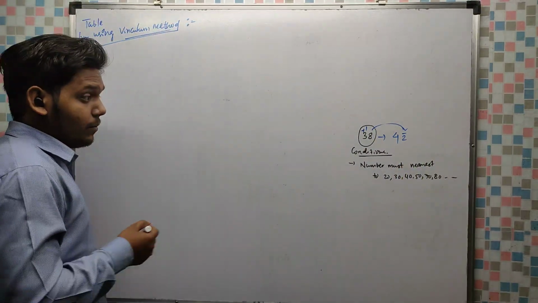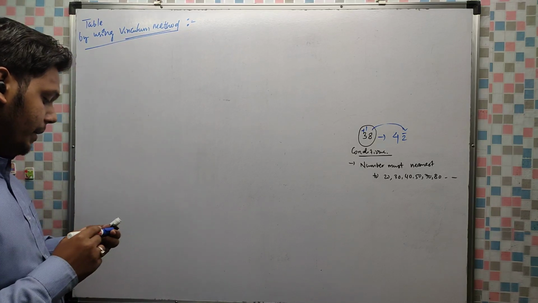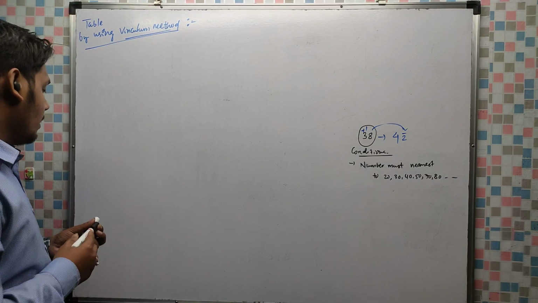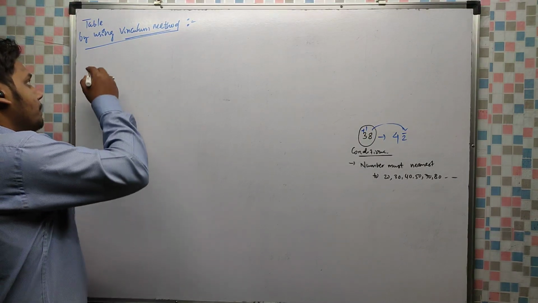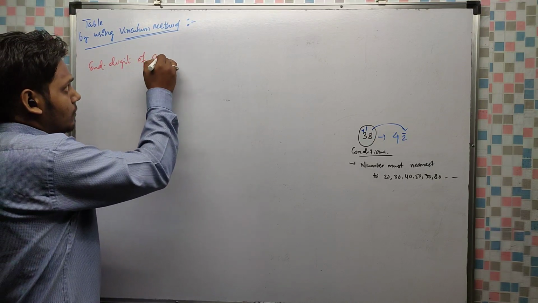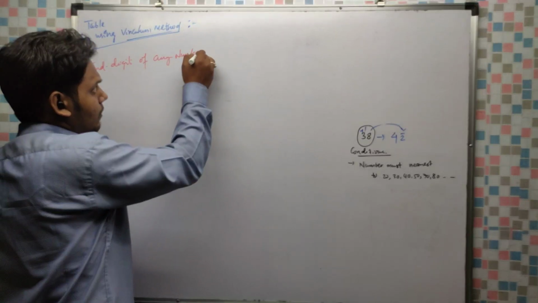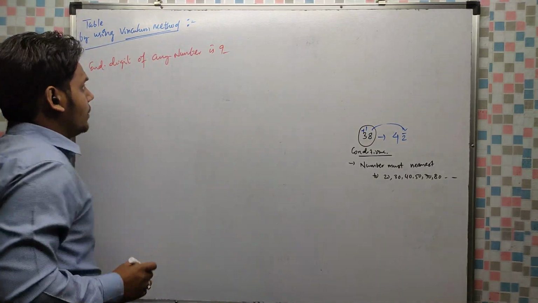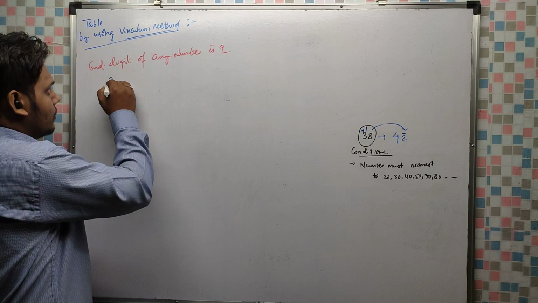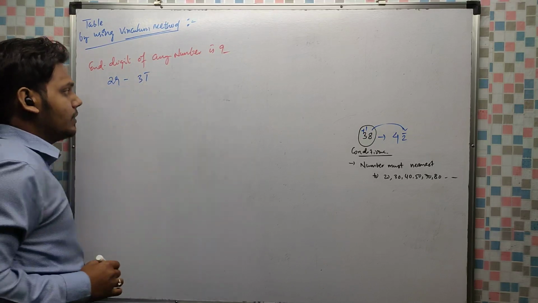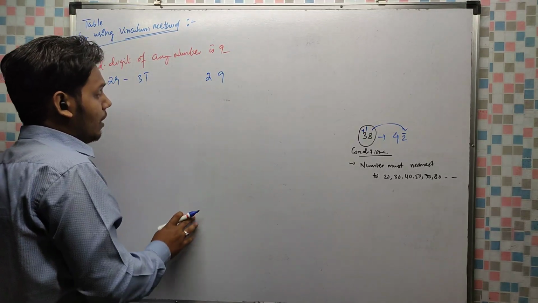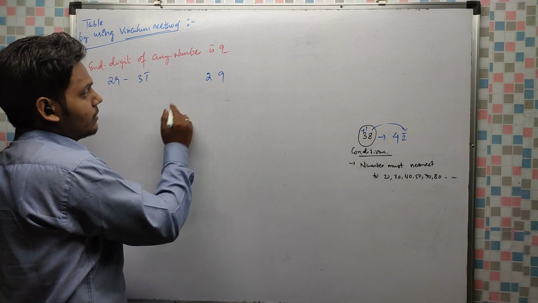Now see what the method is to find the table of a number. If the end digit of any number is 9, that is very easy. Suppose you are going to find the table of 29. 29 is given, so it is 3 1 bar. Now first write 29. Now in each step you have to add 3.